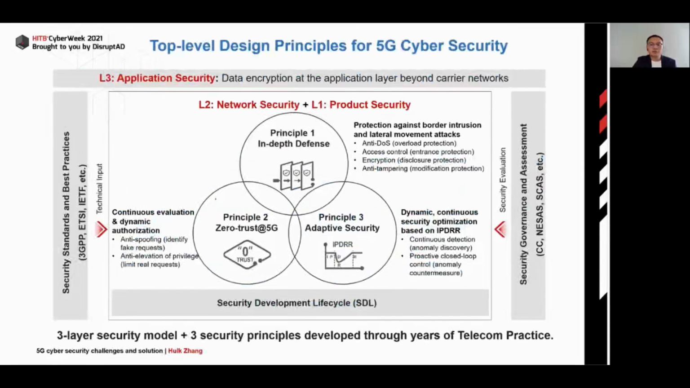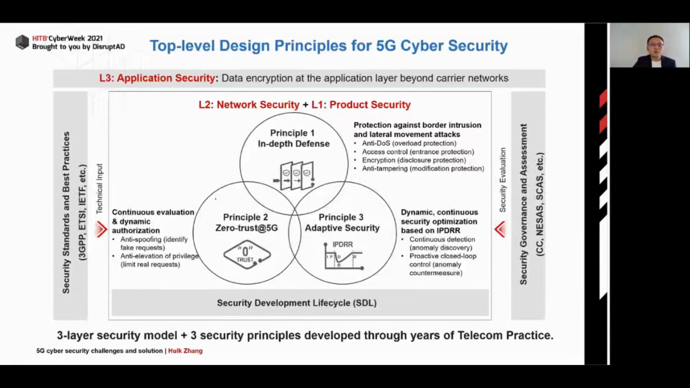Okay, we have arrived at the last part of this presentation. In this part, I'm going to talk about some top-level design principles for 5G cybersecurity. The whole design principles are still based on the three-layer security model: the product security, network security and application security. And also three main principles should be paid more attention. They are zero trust, in-depth defense, and adaptive security.